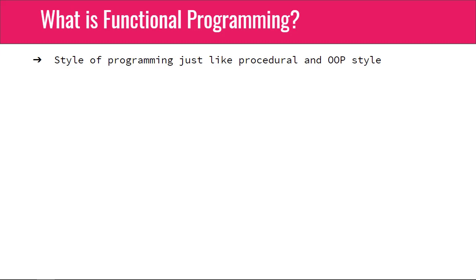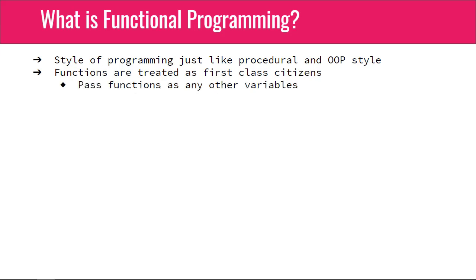Let's discuss some of the main features of functional programming. First, functions are treated as first-class citizens in that programming language. What does this mean? This means we can pass functions around just like any other primitive data type. Just like we can pass integer data type into any function as a parameter, we can also pass a function into function as a parameter. We can also return a function as the return value.